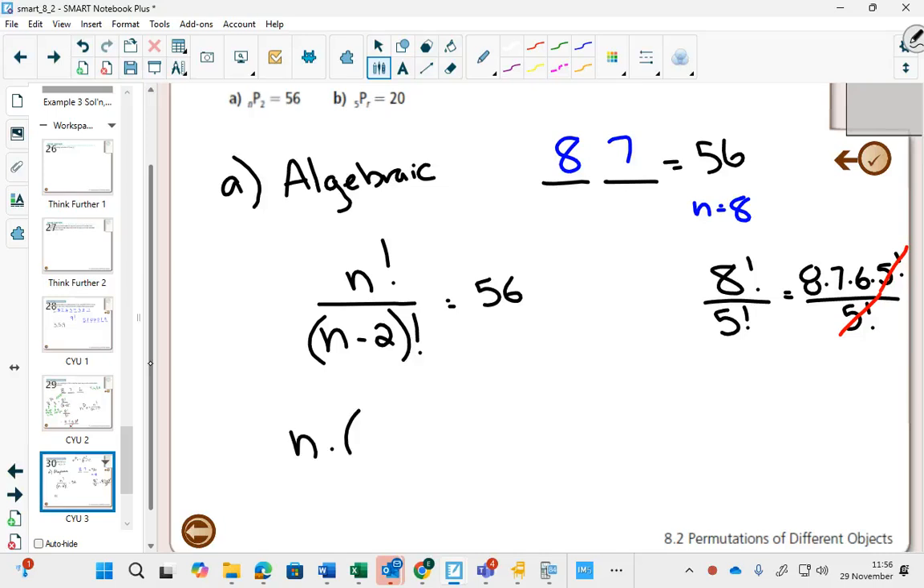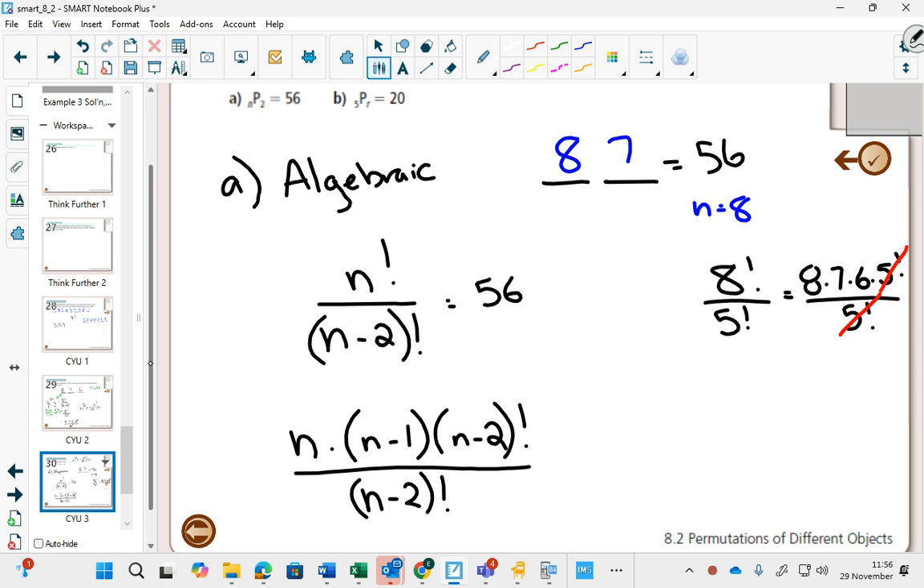Well, that would be n, and then you multiply by 1 less. What's 1 less than n? N minus 1. And then you multiply by 1 less. What's 1 less than n minus 1? N minus 2. And when you get to n minus 2, you're like, hey, that's the one that I have on the bottom. Add a factorial saying, you should keep on going, but I'm going to stop here because they're going to cancel out.